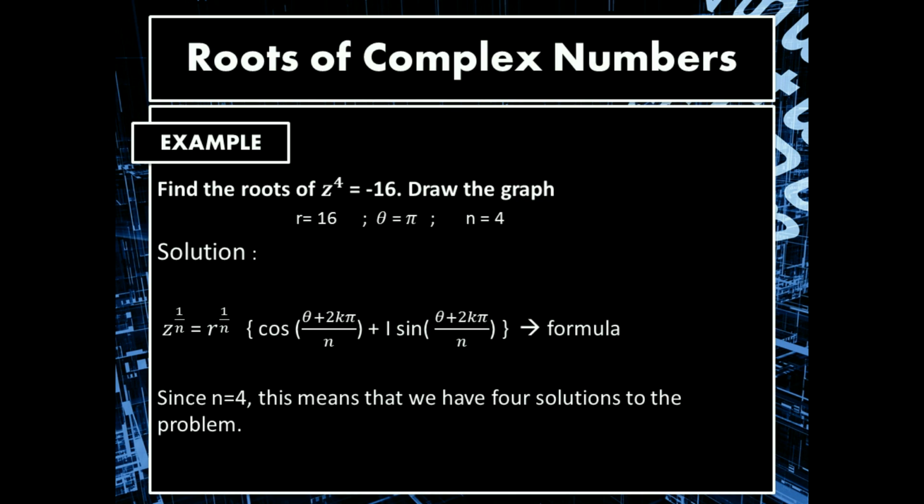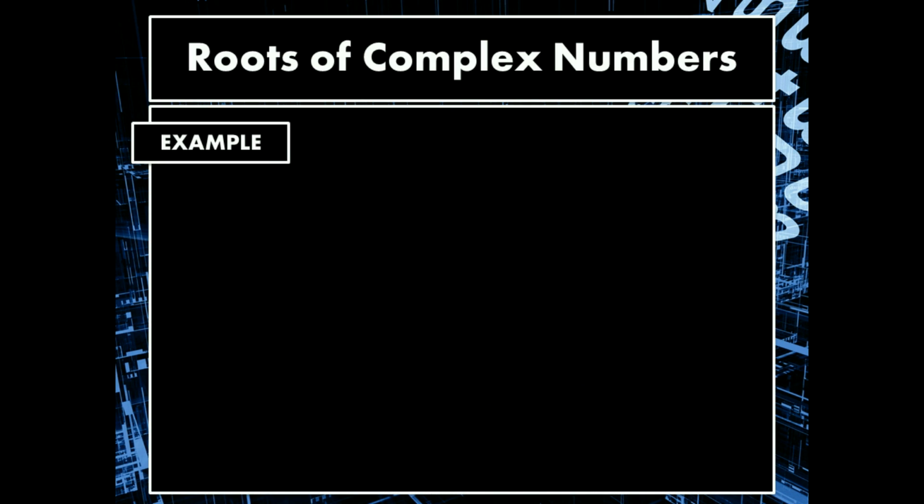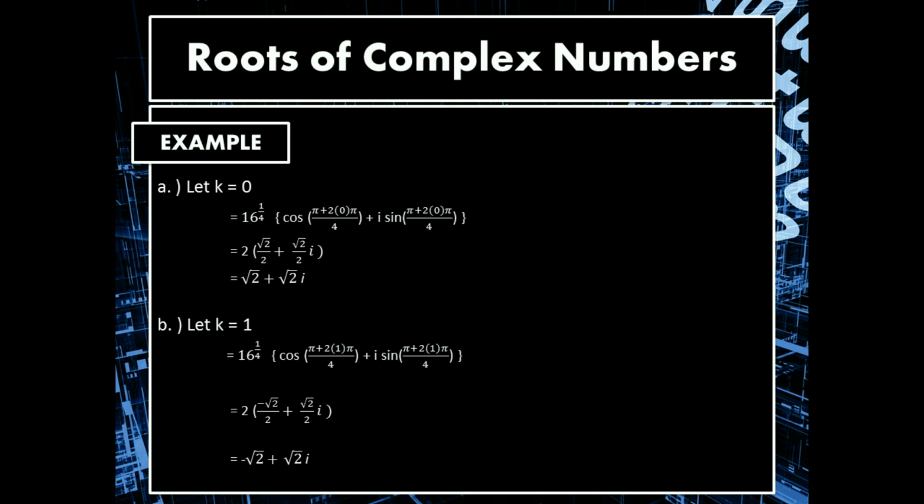Since n is equal to 4, this means that we have 4 solutions to the problem. First, let k be equal to 0. So the final answer is square root of 2 plus square root of 2i. Next, let k equal 1. So the answer is negative square root of 2 plus square root of 2i.